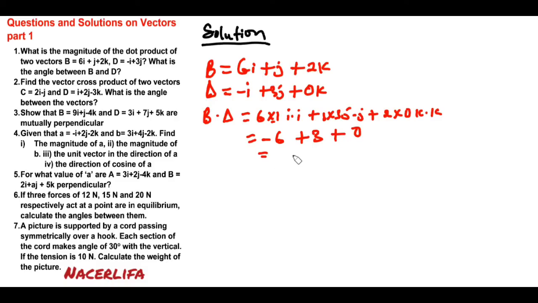So once we do this, we have minus 3. So the dot product of B and D is minus 3. The question says, what is the magnitude of the dot product of these two vectors? So we have found the dot product. How do we find the magnitude? To find the magnitude of this dot product, we take the modulus. We just have minus 3, so we have square root of minus 3 squared. This gives us square root of 9, and this is 3. So the magnitude of the dot product of these two vectors is 3.